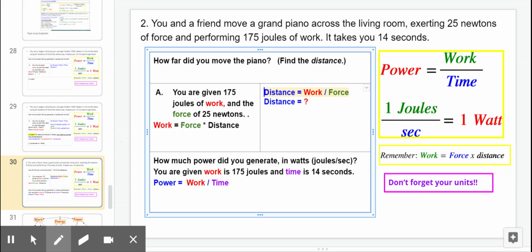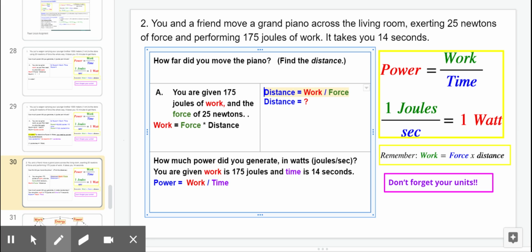Question number 2. You and a friend move a grand piano across the living room, exerting 25 newtons of force and performing 175 joules of work. It takes you 14 seconds. How far did you move the piano? This first part of the question is asking you how far you moved the piano.